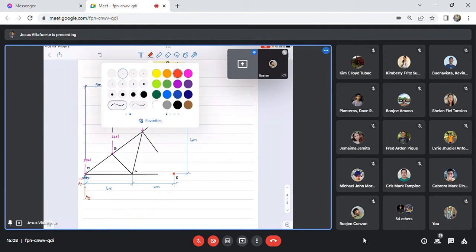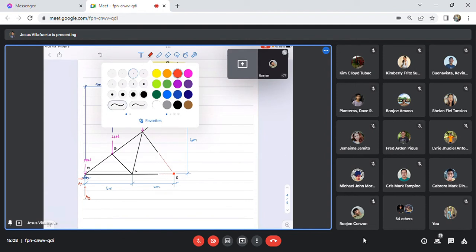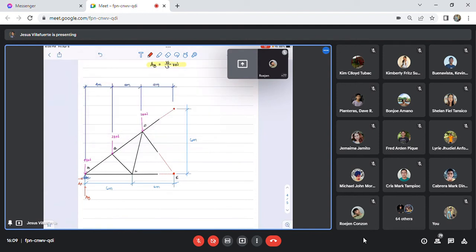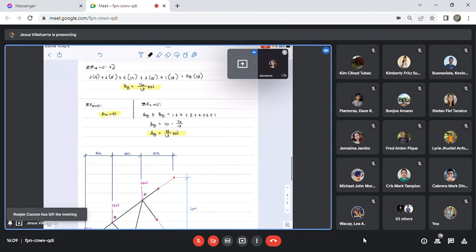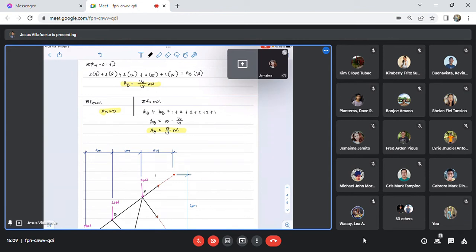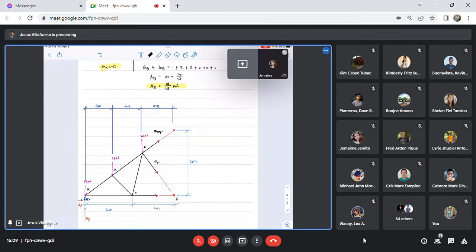Ay, walang gamaya. So, ay, wala ni siya labot eh. Tira. So, I am just assuming this is in tension. So, unsa ni siya nga number F, DF. This is FDE. FCE.